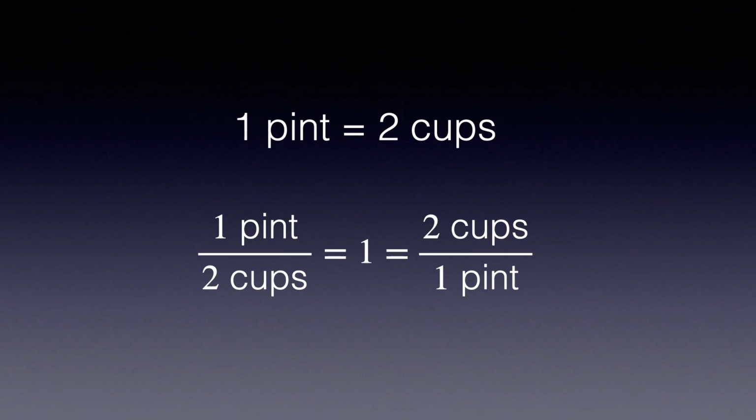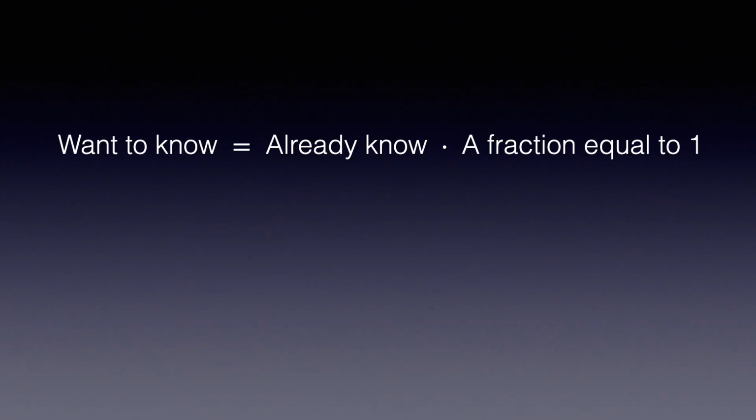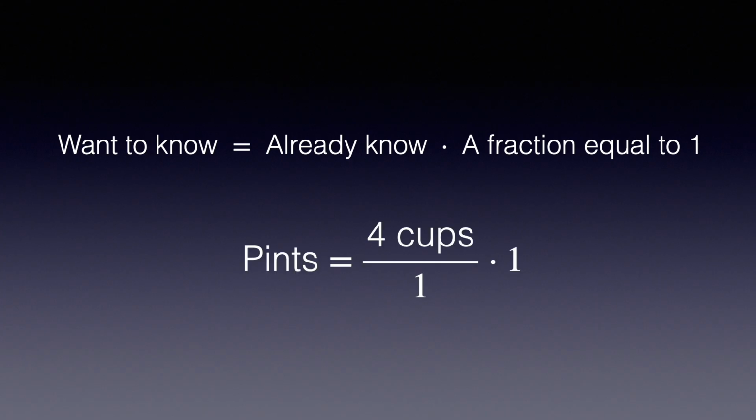So here's the method that we'll use to figure out how much cream to buy. We'll write an equation, and on the left side of the equation, we'll put the units of measurement we want to know, and on the right side of the equation, we'll put the units of measurement we already know. In this case, we want to know how many pints, and we already know how many cups. We know that we need 4 cups of cream for the recipe. I'll write that as a fraction by putting it over 1, for reasons that'll be clear in just a minute.